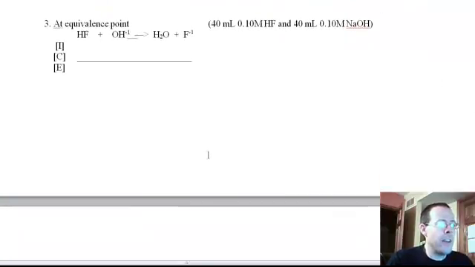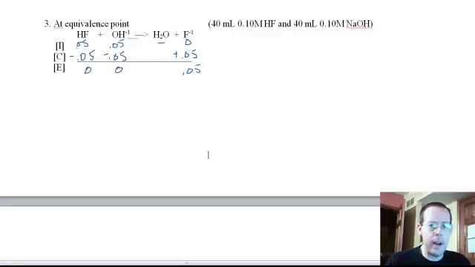Again, we have 40, we're going to divide it by 80, so we're going to have 0.05 to begin with, and we're going to have 0.05 to begin with, and water doesn't matter, and 0 fluoride. So what is going to happen with our HF and our OH⁻? It is going to completely run out, both of these. We make this much water, but our water doesn't matter. And we also have this. So we have 0 HF, 0 hydroxide, and we have 0.05 fluoride ion.